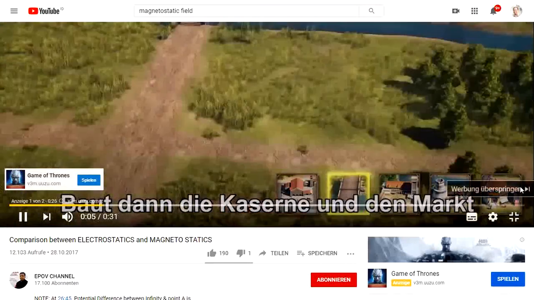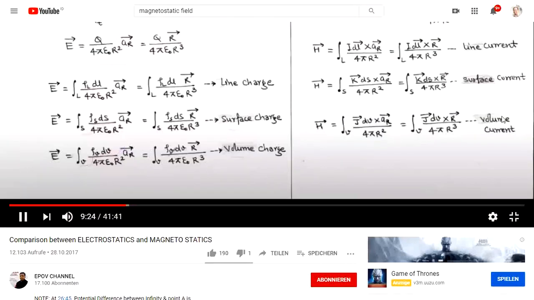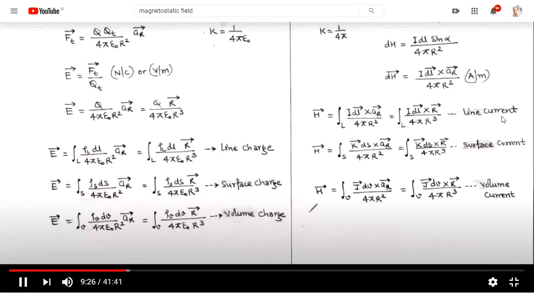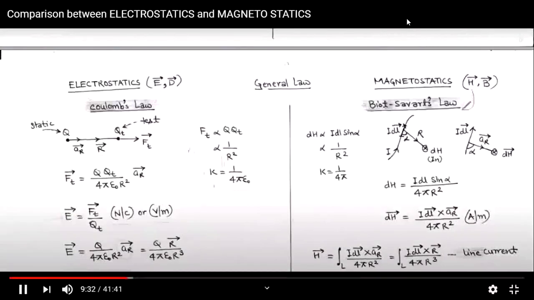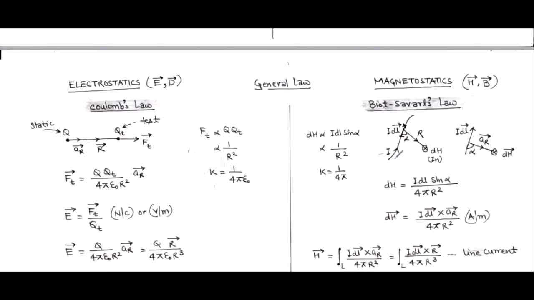And in magnetostatics, the general law is Biot-Savart's law. It is used to determine the magnetic field intensity H vector. Here we consider a line in which there is a constant current flowing, that is I, capital I. And to determine the magnetic field intensity H vector surrounding this current carrying conductor, we use Biot-Savart's law.